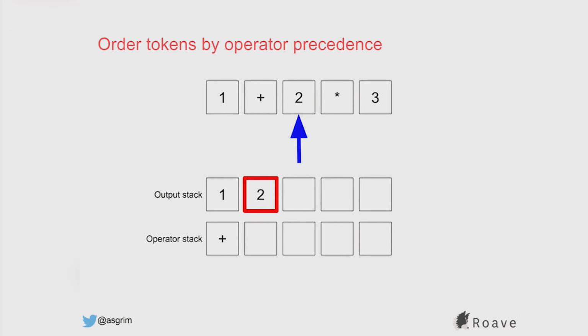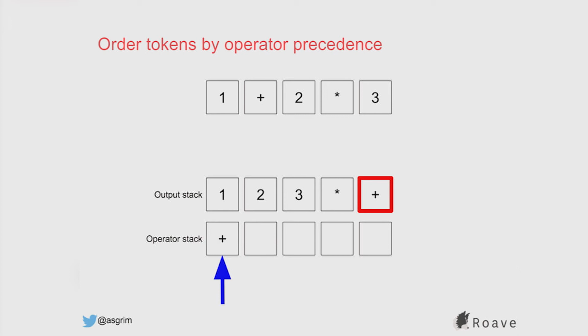The next is just a value, so we'll push that onto the output stack as well. We've got the multiply operator. We'll check the stack and see if the last item is of higher precedence. It's not, so we'll just add the multiply operator onto this stack. The next is a value, so we can put that straight onto the output stack. And then the last step was to take all the operators and put them onto the output stack.